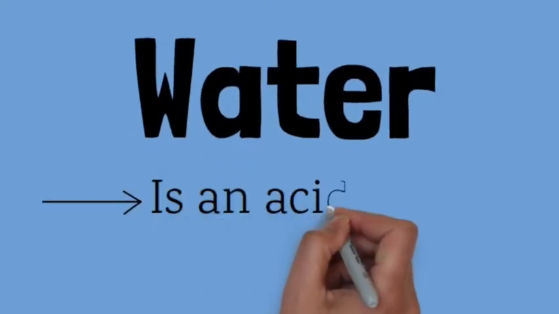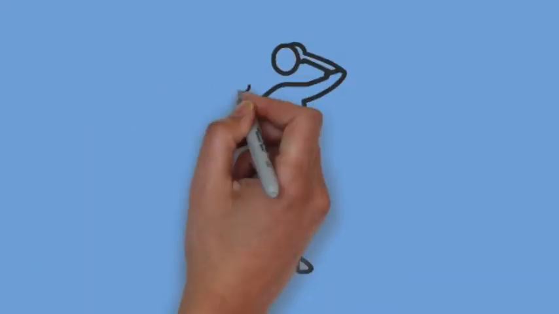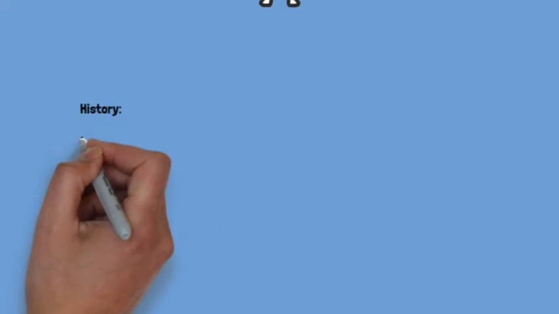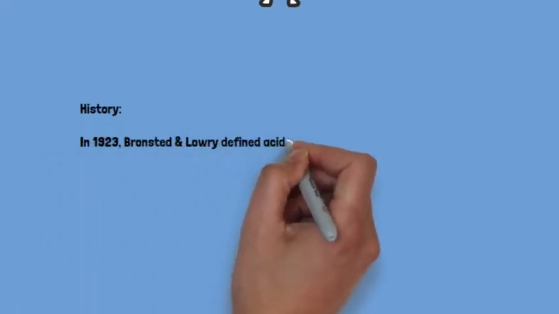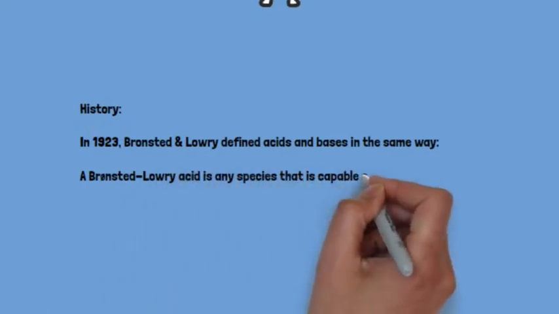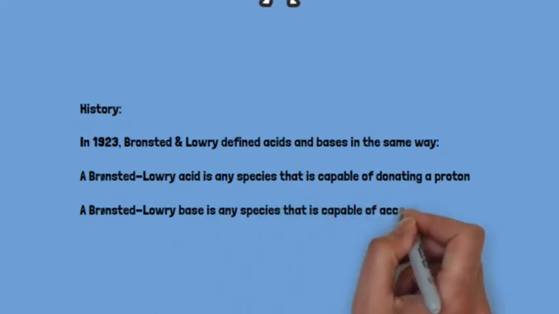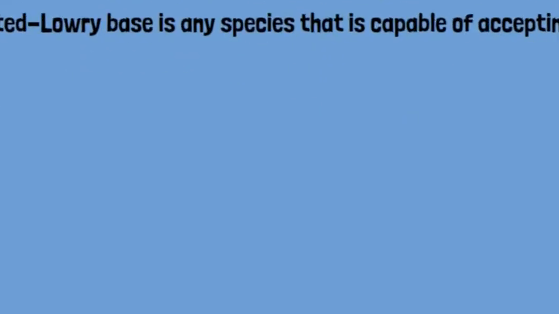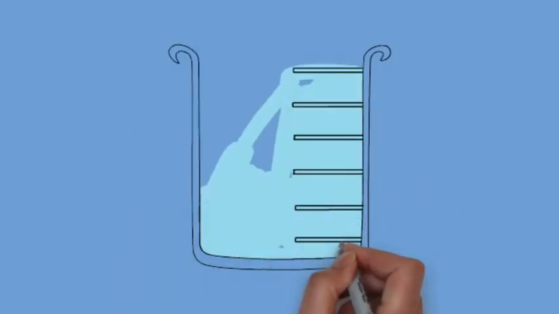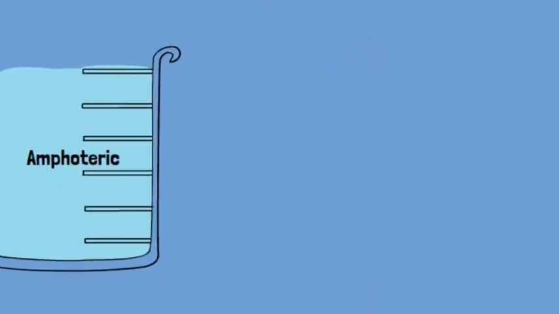Now, let's look at water. Water is an acid, and water is also a base. So, what does this mean? Well, the history of this is that in 1923, Bronsted and Lowry defined acids and bases in the same way. A Bronsted-Lowry acid is any species that is capable of donating a proton. A Bronsted-Lowry base is any species that is capable of accepting a proton. So, water enables this transfer of protons as it both accepts and donates protons. It is amphoteric, which means it can act as both a Bronsted-Lowry acid and a Bronsted-Lowry base.